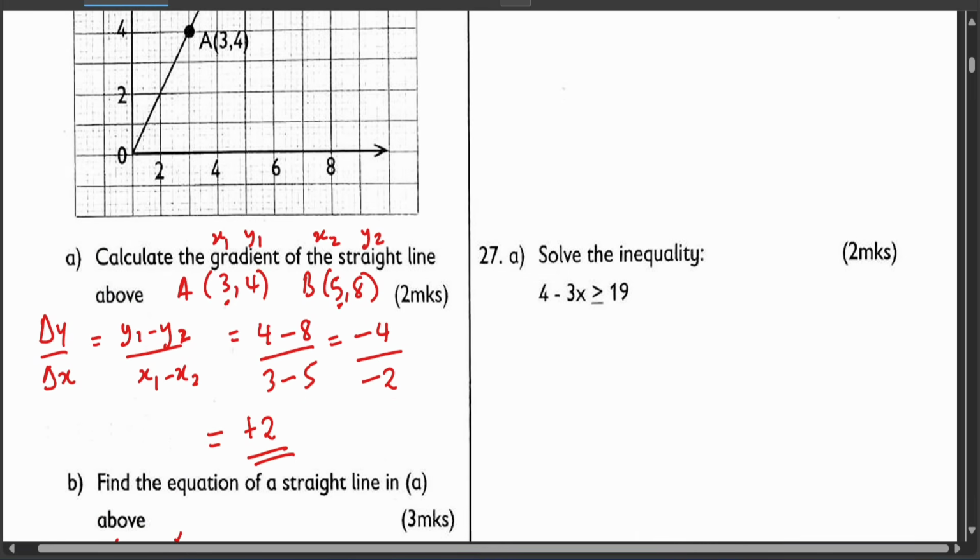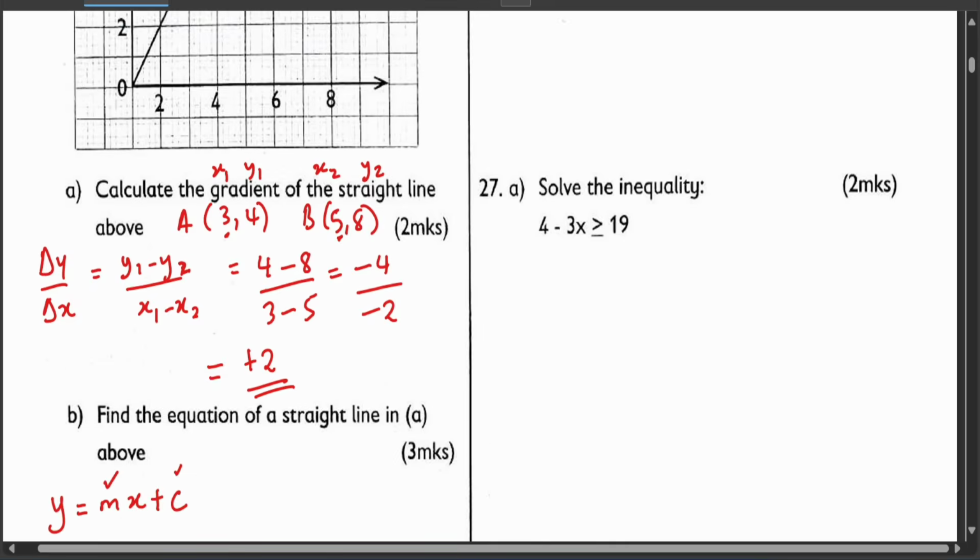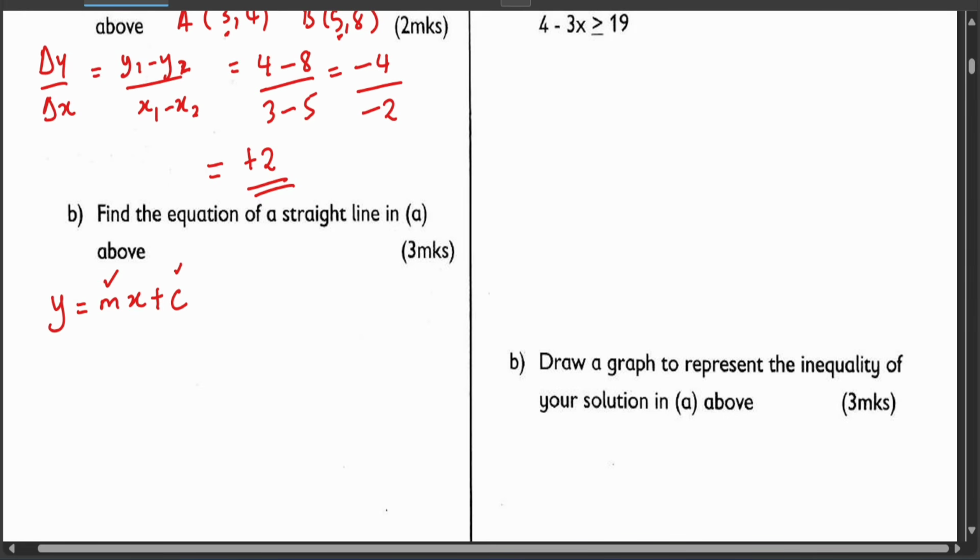I think we know our c as well, but now let's just find out. So our m is our gradient, and now let's take one point. Let me take a point A, 3,4. You can also opt to take B, it is up to you. So let's take point A. Now we substitute this point in this equation.